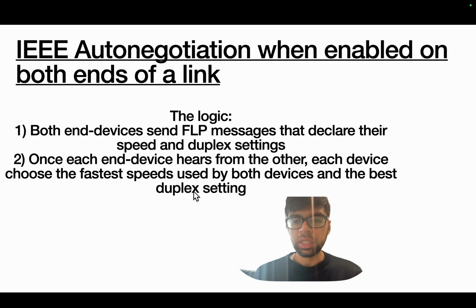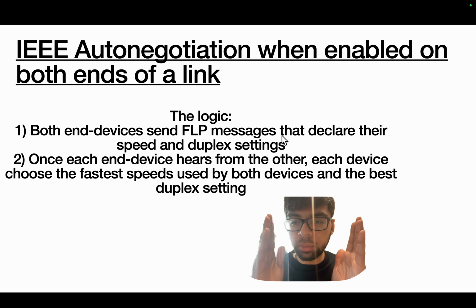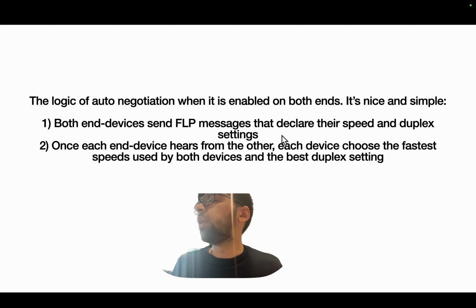FLP messages means fast link pulse messages, and it's basically a switch announcing, hey, I'm switch 001, this is me, this is the speed I'm using, this is the duplex I'm using. It's telling the other switch about itself, declaring its speed and duplex settings. And once each switch hears from the other, they'll decide to use the fastest speed and the best duplex setting. This is when you have it enabled on both ends of a link.